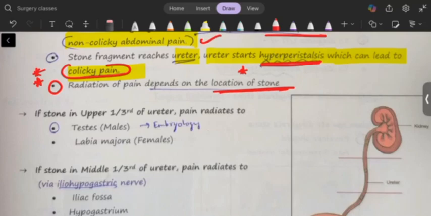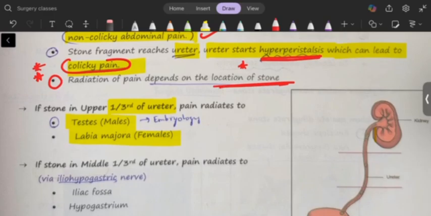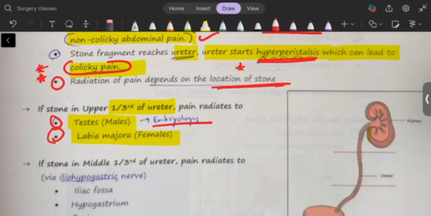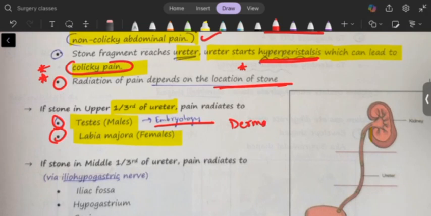If the stone is in the upper 1/3 of the ureter, then pain will radiate to the testis and labia majora. All of this relates to embryology. Why does upper 1/3 pain go to the testis and labia majora? Because these are all derived from the same embryological structure and the same dermatome. So again, if the stone is in the upper 1/3, it will reach the genitals.